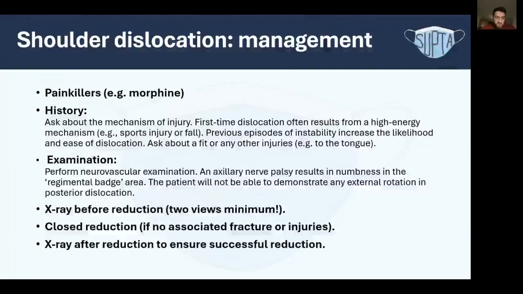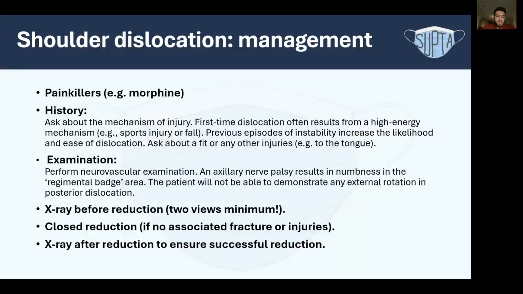On examination, you just have to check the neurovascular exam. So you check the nerves, make sure they have sensation, and that they can move the fingers distally. This is just to make sure that there is no nerve injury. Axillary nerve palsy may result from this sort of dislocation, and you may get numbness in the regimental badge area where you find the deltoid. So if there is numbness over there, you should suspect an axillary nerve injury. And what you often find is that the patient is not able to demonstrate any external rotation in posterior dislocation.